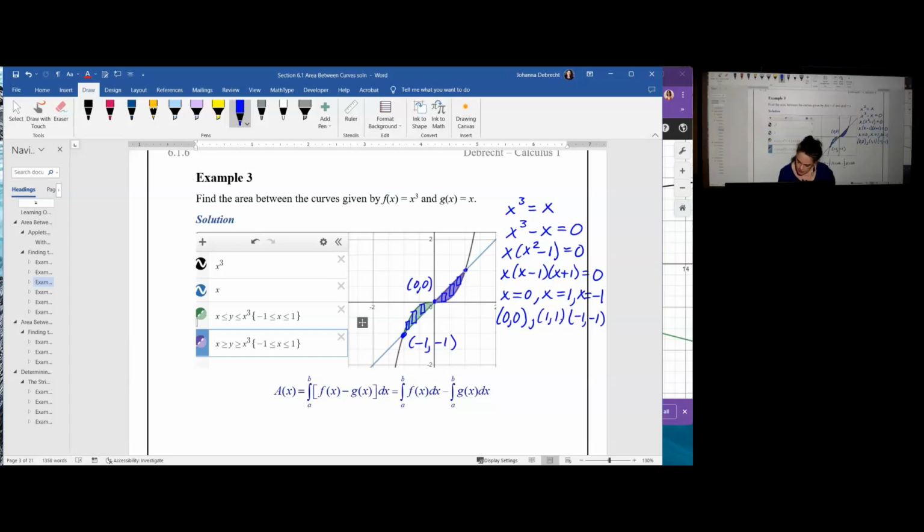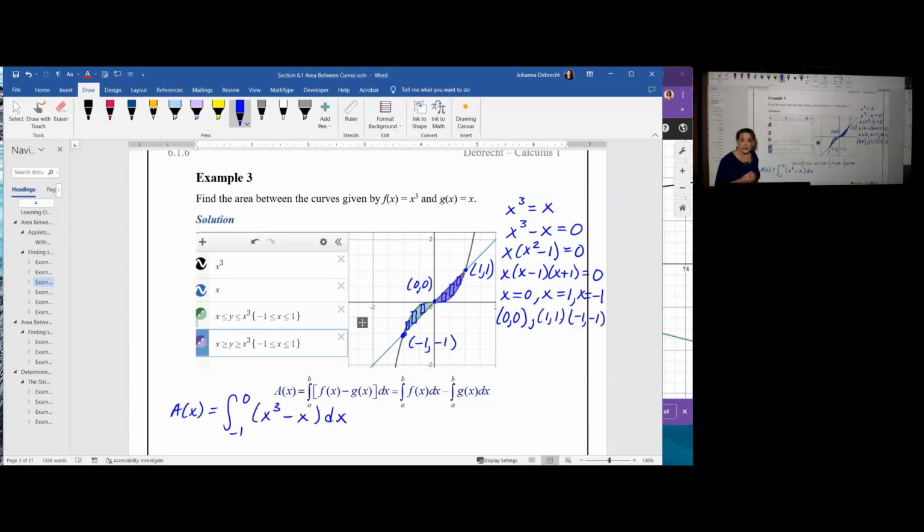Once we have these labeled, we need to figure out which function is on top and over which interval. Between x equal -1 and x equals 0, the cubic is on top. The interval over which we're integrating is the independent variable, which is x. So between x equal -1 and 0, I'm going to integrate so that I have the cubic on top and the line on the bottom. This gives me x cubed minus x dx as the integrand.